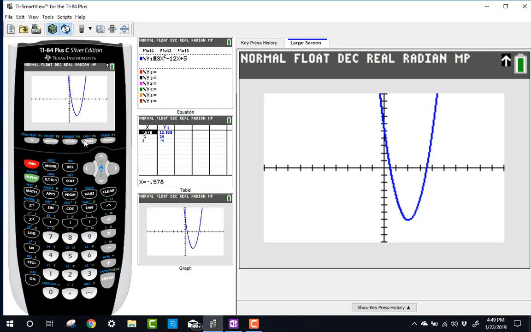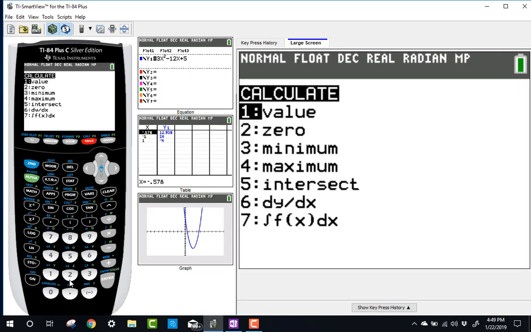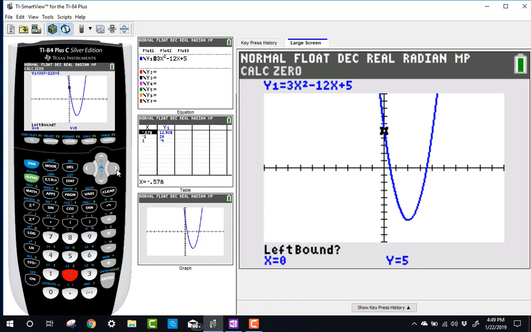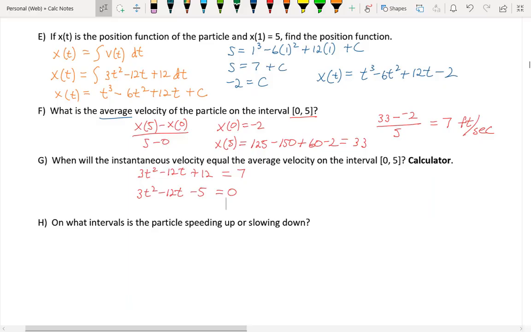So we would do second, calculate, we're going to do a zero again. We need a left bound, so we're going to get close, that's a little too close, and then we'll do a right bound, and we'll hit enter again, and it's going to tell us that it's at 0.472. All right, so t equals 0.472 seconds, and if we do the other one using the same steps, we get t equals 3.528 seconds. All right?